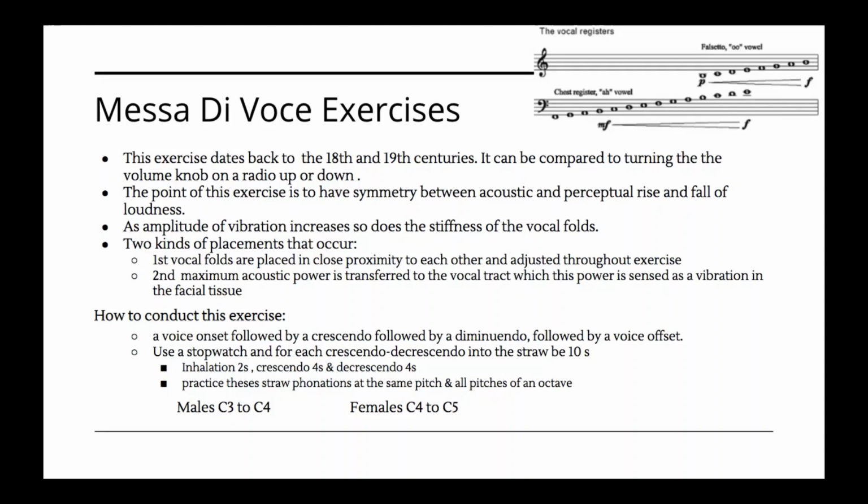How to conduct this exercise: a voice onset followed by a crescendo followed by a diminuendo followed by a voice offset. Use a stopwatch, and each crescendo through decrescendo into the straw should be up to 10 seconds. Inhalation 2 seconds, crescendo 4 seconds, and decrescendo 4 seconds. Practice these straw phonations at the same pitch and all pitches of an octave.